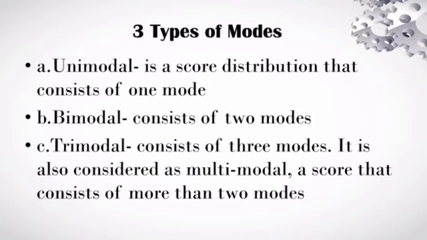There are three types of modes. First is unimodal. It is a score distribution that consists of one mode. Second is the bimodal, a score distribution that consists of two modes. And third is trimodal, a score distribution that consists of three modes. It is also considered as multi-modal, which is a score distribution that consists of more than two modes.